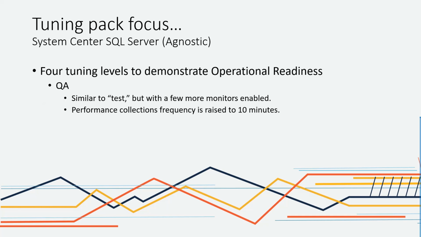So going to the levels, test was the first one. QA was the second one. Our QA was similar to test. It turned on a few more monitors just so that we knew that it was working for the people doing quality assurance work. And we raised the performance counters to 10 minutes because we cared, but we didn't care as much. So that was the QA level.